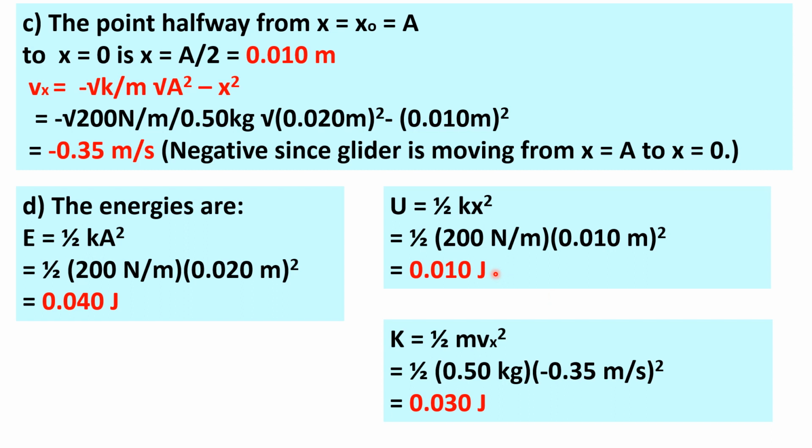And if we add this amount of kinetic energy plus the amount of elastic potential energy, of course, we will get the total amount of the mechanical energy: 0.030 joules plus 0.010 joules, of course, is equal to 0.040 joules. Which shows that the law of conservation of mechanical energy has been applied in this problem.